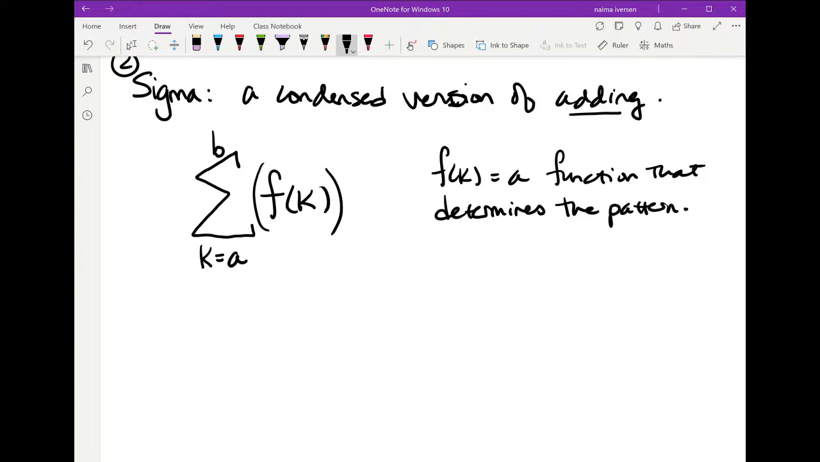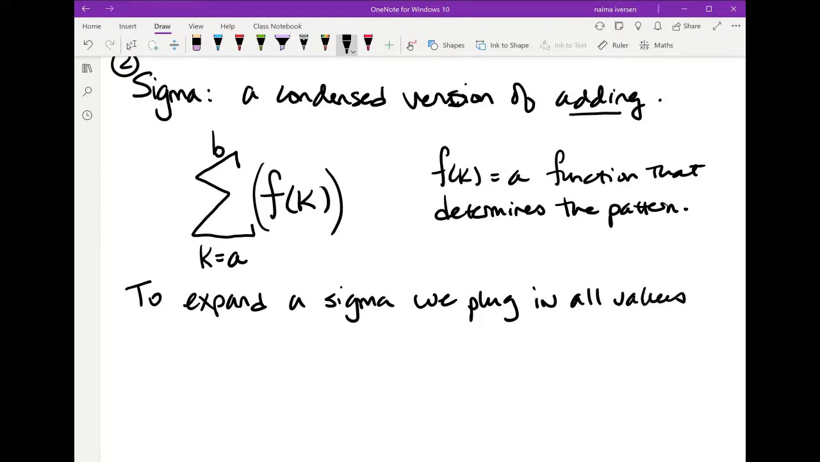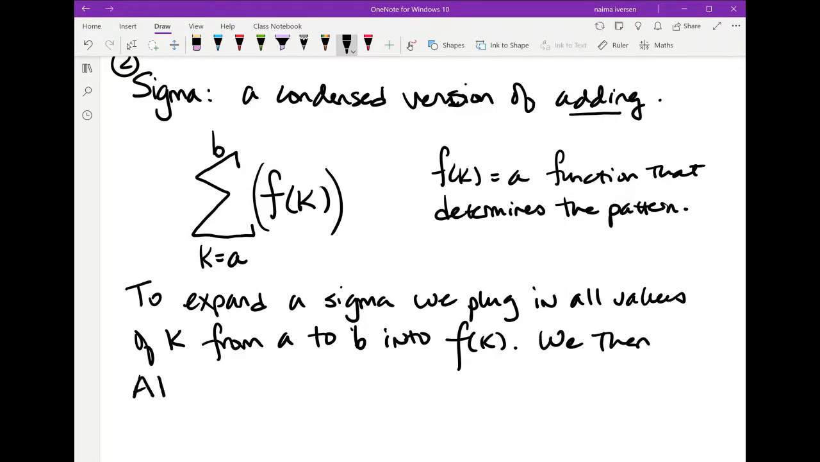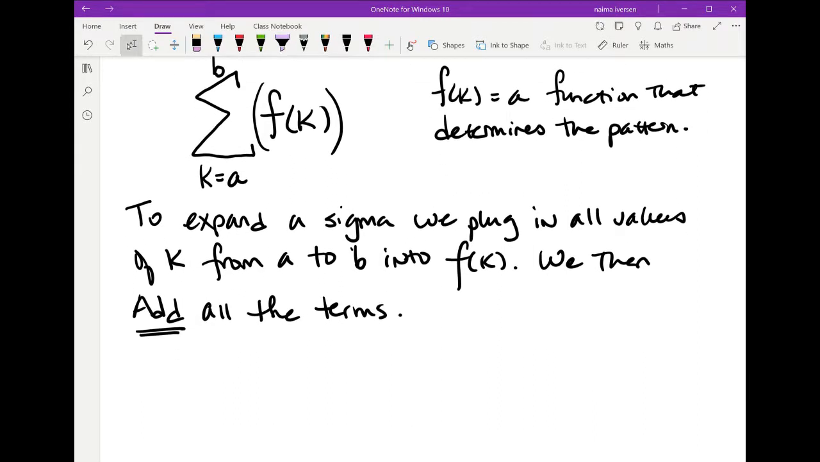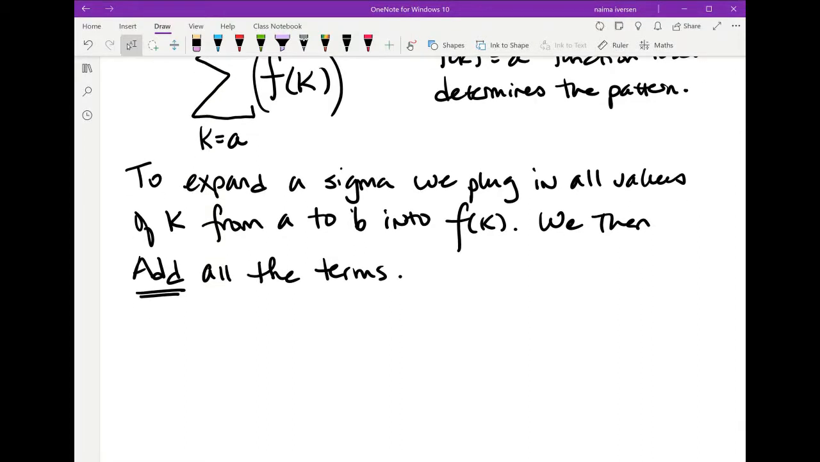What we are going to do to expand a sigma and see what it actually looks like is plug in all the values of k from a to b into the formula. And that formula is f of k. We then add, since sigma means sum, all the terms. So sigma is a very, very big deal as you move forward into calculus. So we do need to be able to think about what we're going to be dealing with when we expand a sigma.